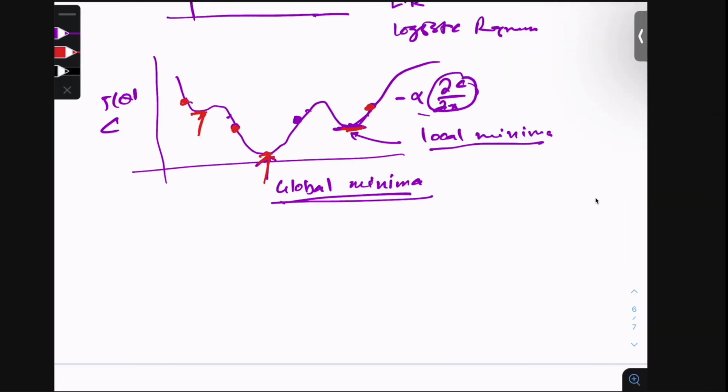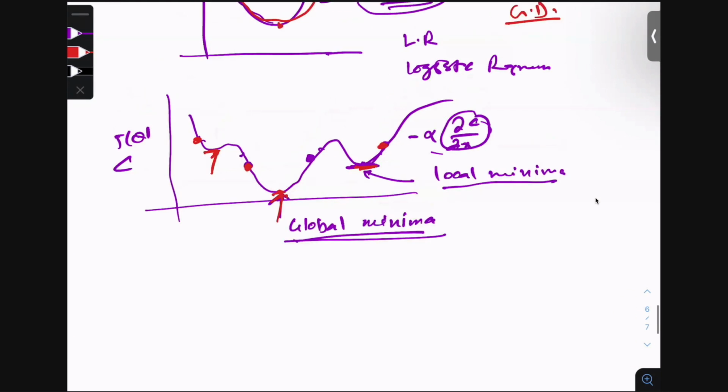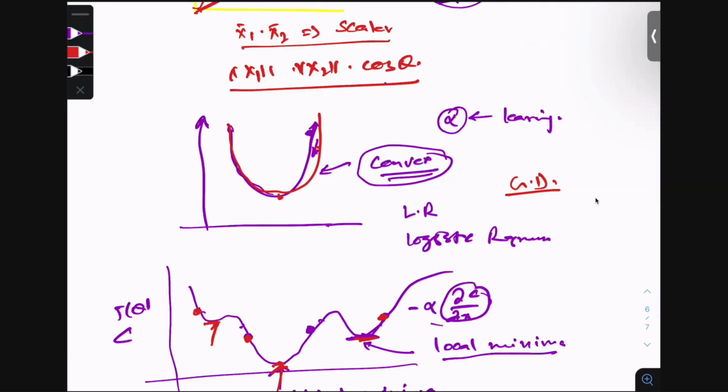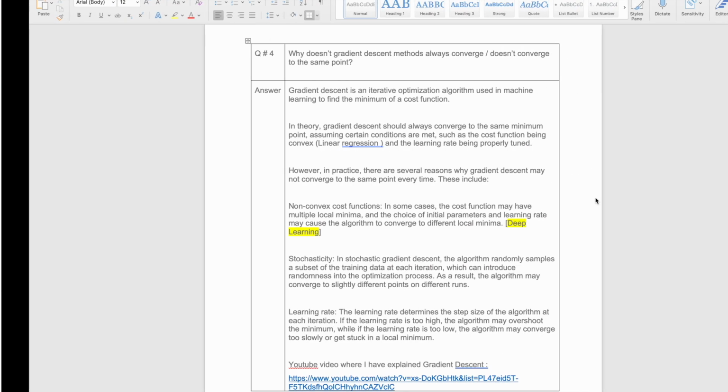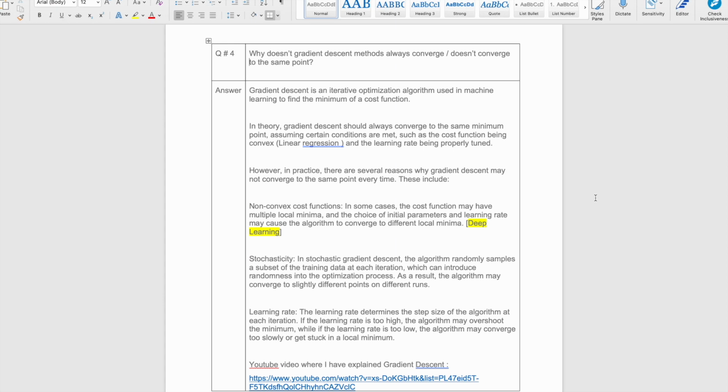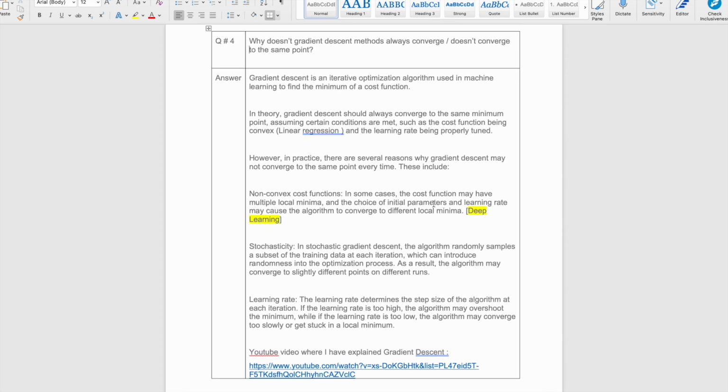The learning rate could be another reason. Let's say in this particular case we assume a very high learning rate. What will happen? We'll just go to the other side of the minima, and it will start diverging. So if you have a very poor choice of learning rate, whether it's SGD, batch gradient descent or mini-batch gradient descent, it will not converge, it will diverge. So these are the different reasons why gradient descent doesn't always converge.